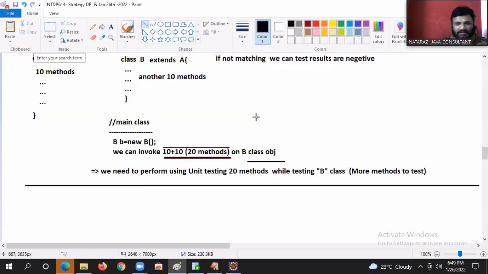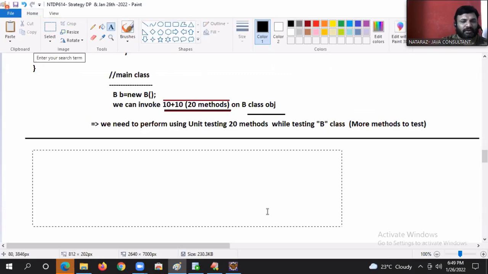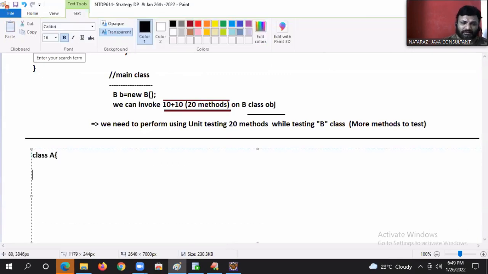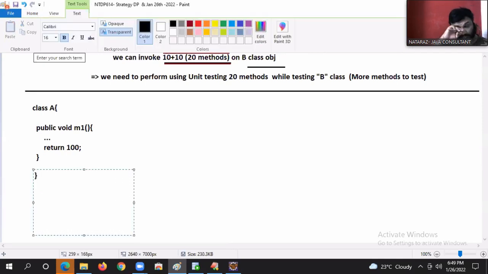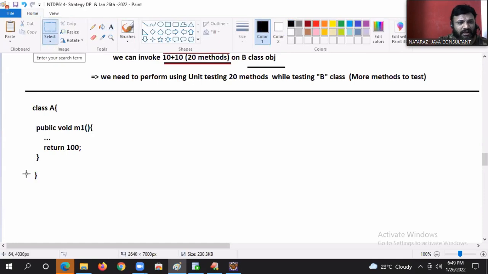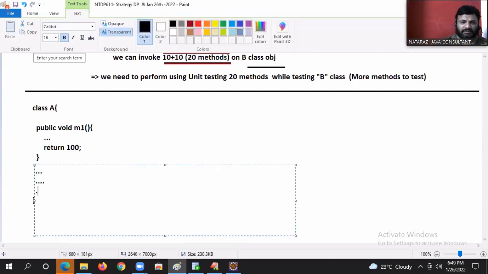Now let's have a concept, guys. Class A, public int M1, return 100. Here are my other 9 methods.